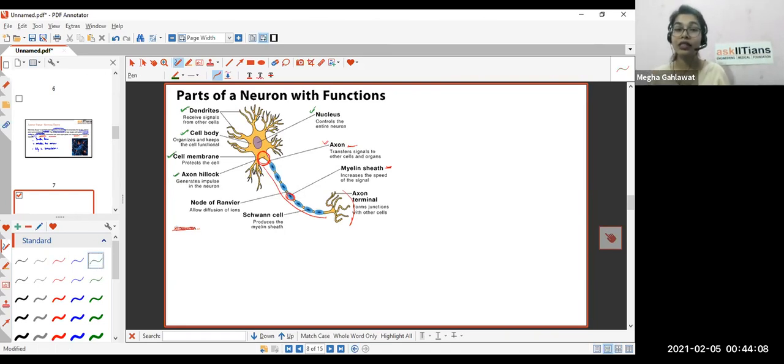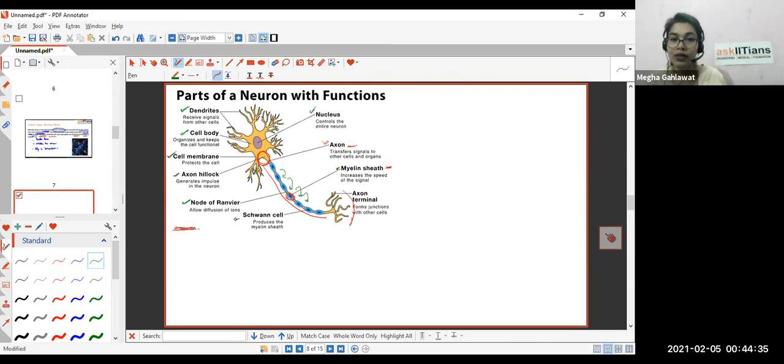How does it increase the speed of the signal? Because the signal will have to jump like this. It won't have to travel the entire length. Why does it have to jump? Because the myelin sheath is insulated. Myelin sheath does not conduct electricity. So only small spaces are left, which we call the nodes of Ranvier, through which the signal jumps like this, and that jumping makes it pretty fast.